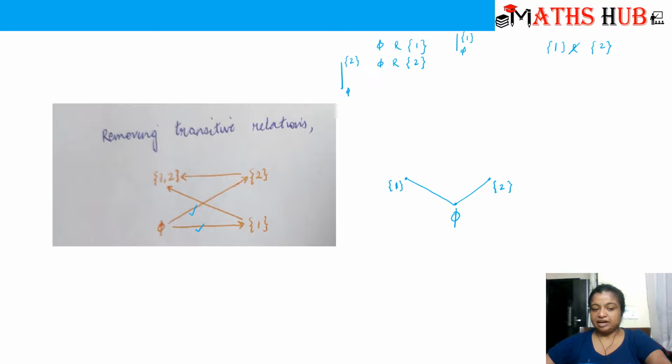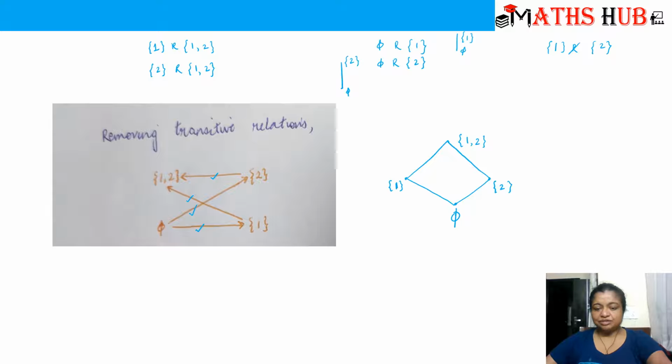Now, next step, let's see how it connects further. You can see that 1 is related to 1 comma 2 and 2 is also related to 1 comma 2. So singleton set 1 is related to the set 1 comma 2, and singleton set 2 is related to 1 comma 2, and everything is ending at 1 comma 2. That means at the next level we have the element 1 comma 2, and we will join 1 with 1 comma 2 and we will join 2 with 1 comma 2. So this is also done. So this is your Hasse diagram.